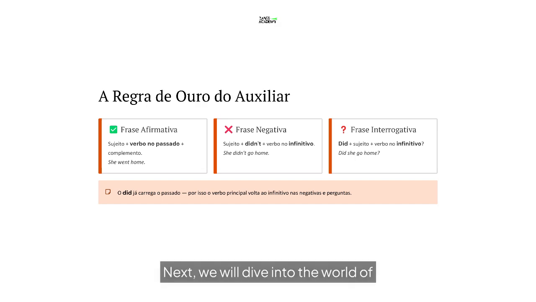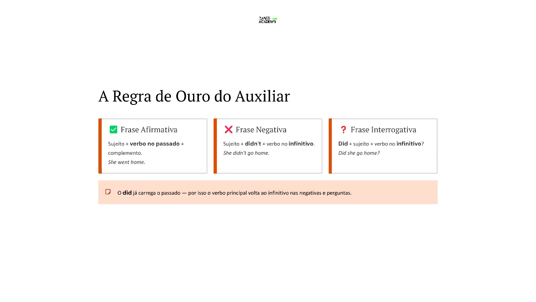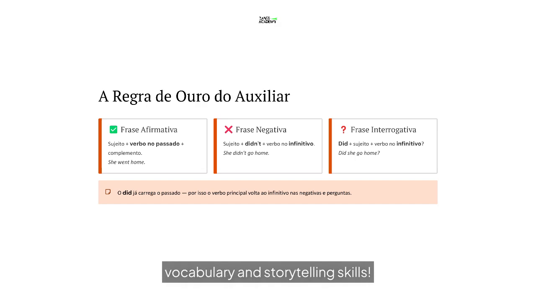Next, we will dive into the world of irregular verbs, where things get a little more interesting. So get ready to expand your vocabulary and storytelling skills. Continuing our journey, we now enter the fascinating world of irregular verbs. These verbs are like little puzzles in the English language, each with its own unique way of expressing the past. Unlike regular verbs, which simply add ed to form the past tense, irregular verbs have a history that shaped their forms. This means they don't follow a fixed rule, which can seem a bit tricky at first.